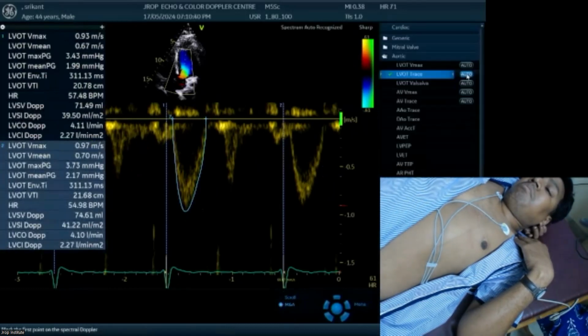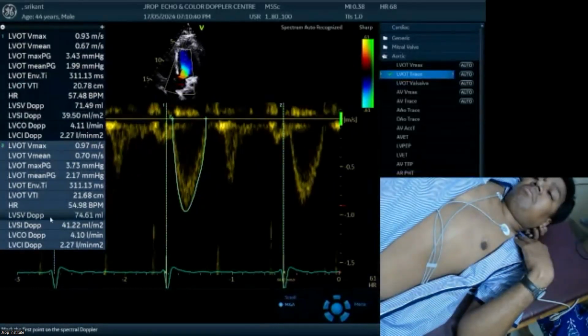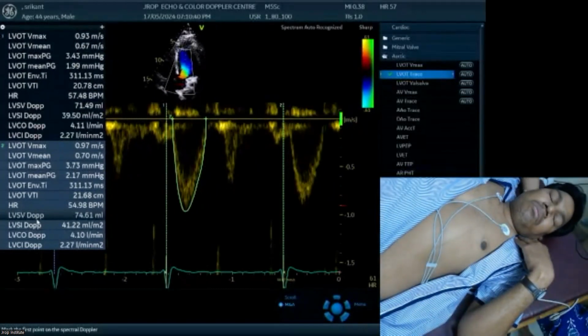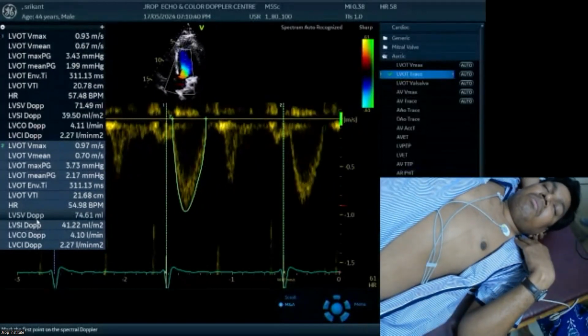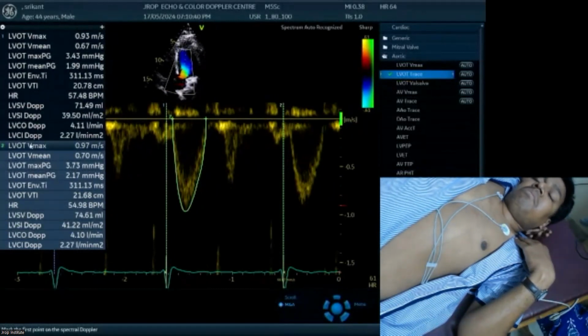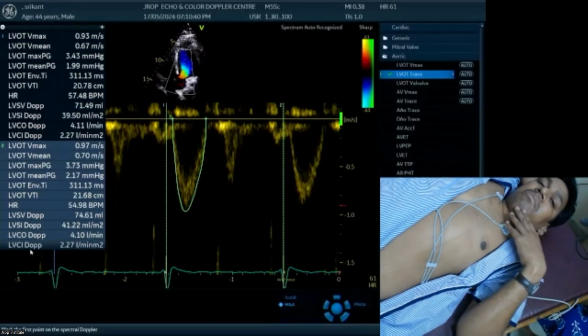So what do we see over here? You can see your LVOT diameter and LV stroke volume. Can you see on the screen? Yes, yes. So on the screen, you can see your LVOT VTI, your LVOT stroke volume, and your LVOT diameter also. All values would be depicted right over here. It is giving you stroke volume indexed, cardiac output, and cardiac output indexed.